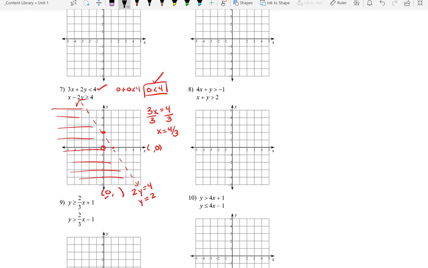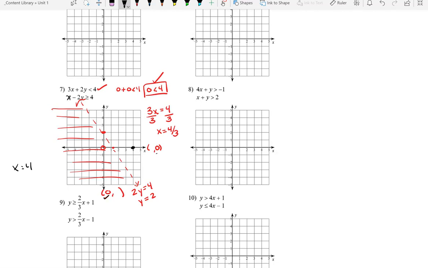So again, same thing, plug in 0 for y. I'm left with x, or x equals 4. So that's the first one for that line. Then I plug in the 0 in for x, which goes away.